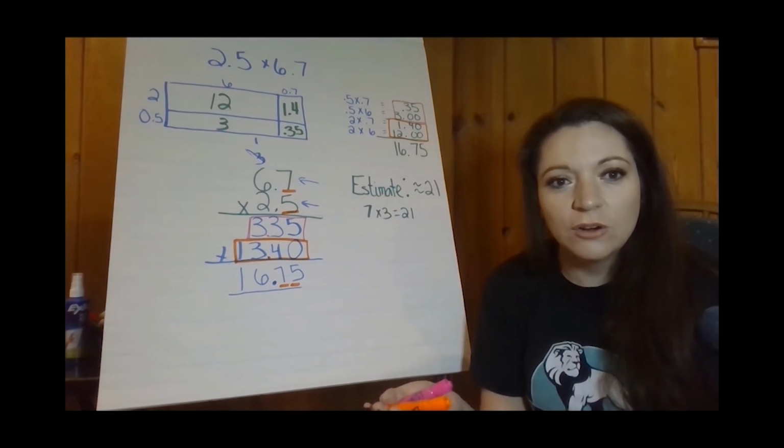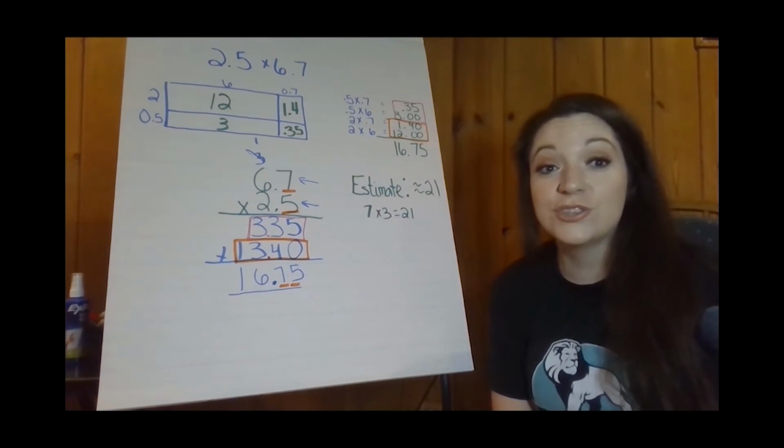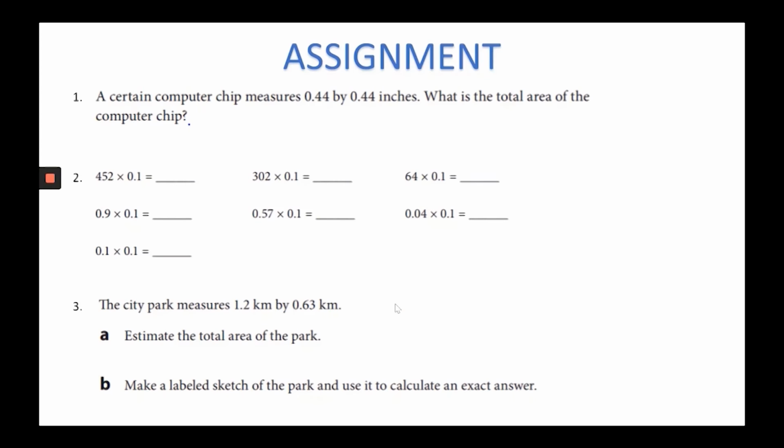Make up some of your own and practice this standard algorithm, but make sure you do that estimate first so you know where to place your decimal point. Here is today's assignment. Make sure you connect with your teacher on how they want you to turn this in. Number 1, a certain computer chip measures 44 hundredths by 44 hundredths inches. What is the total area of the computer chip?